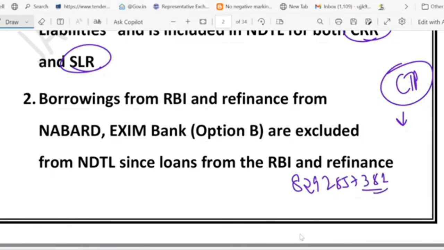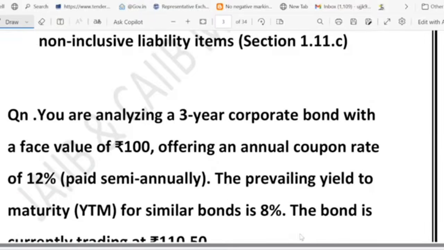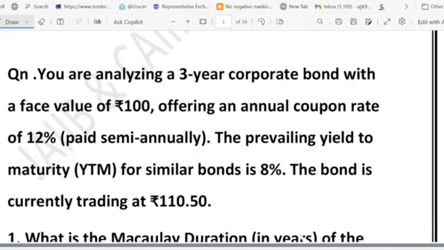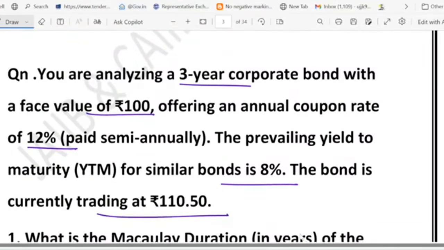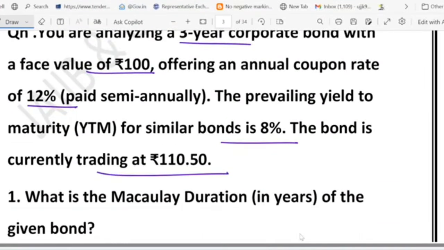Now friends, have a look at question number 3. It is also a numerical based question, very very important from the examination point of view. What is the question? You are analyzing a 3-year corporate bond with a face value of 100 rupees, offering an annual coupon rate of 12%, prevailing YTM is 8%, and the bond is trading at 110.50. What is the Macaulay duration in years of the given bond? In simple terms, Macaulay duration means the average time it takes to recover the bond price from its cash flows.